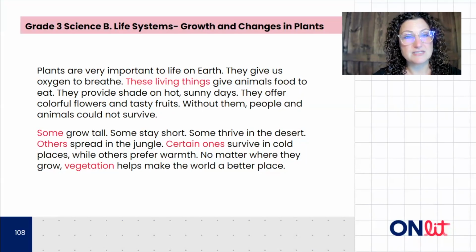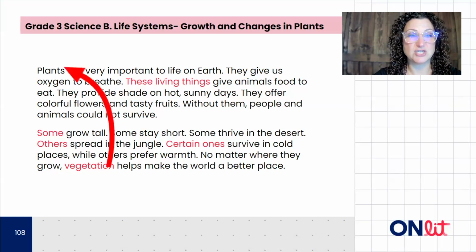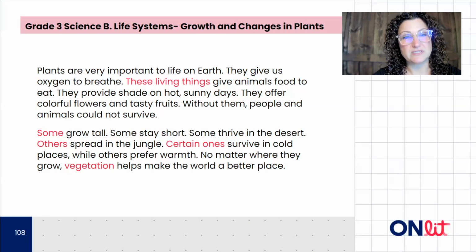The phrase, "these living things," refers back to plants. The author also uses the reference some, others, and certain ones to refer back to plants. And finally, the author uses the very sophisticated term vegetation to refer back to plants. The further away the referent is to the original idea or noun, the more likely confusion will occur. By drawing students' attention to these cohesive ties, we can better support student comprehension of the text they read.